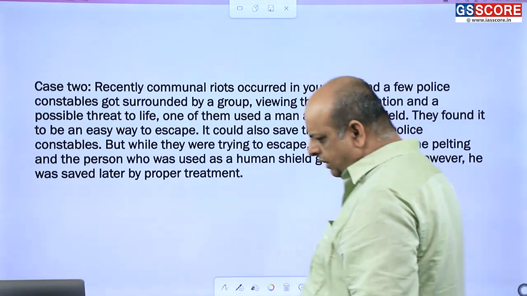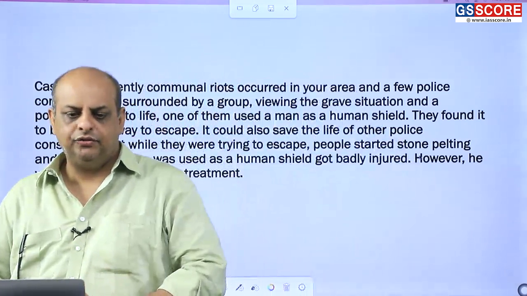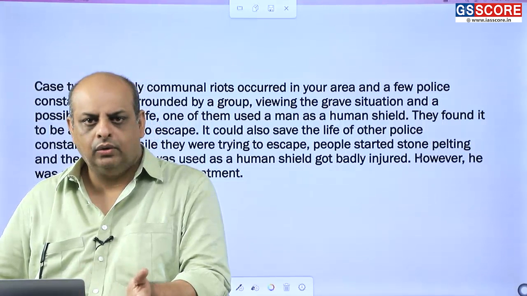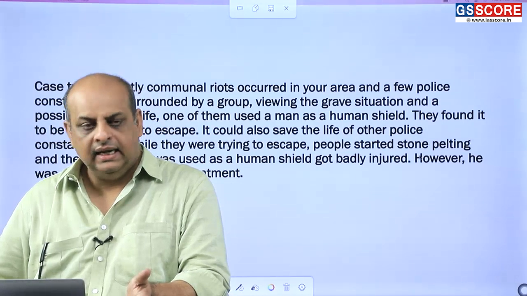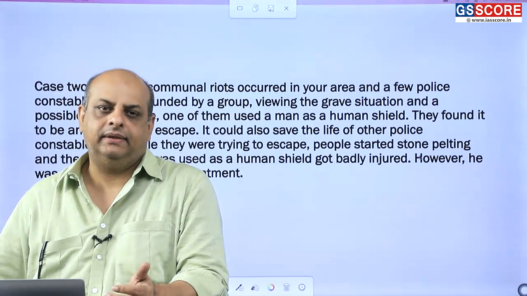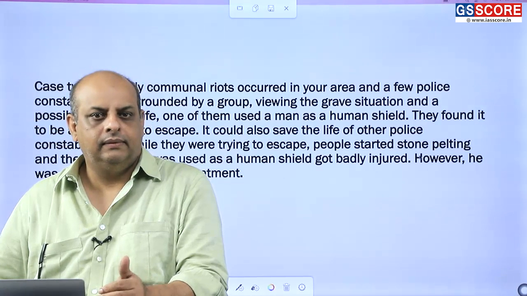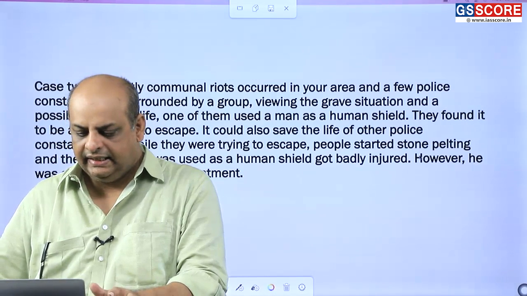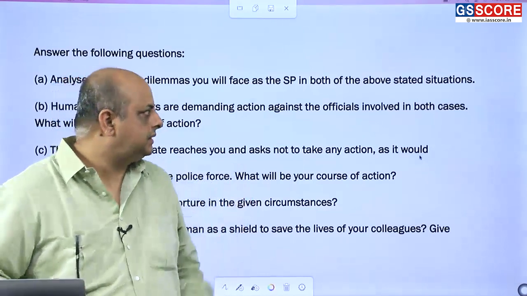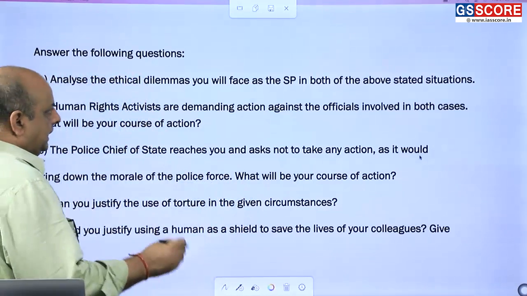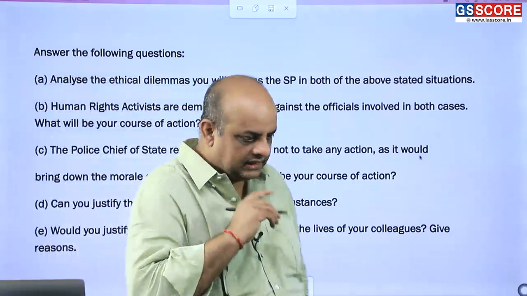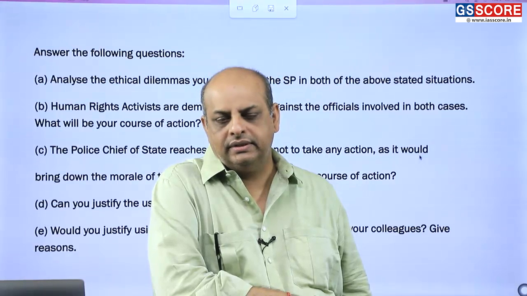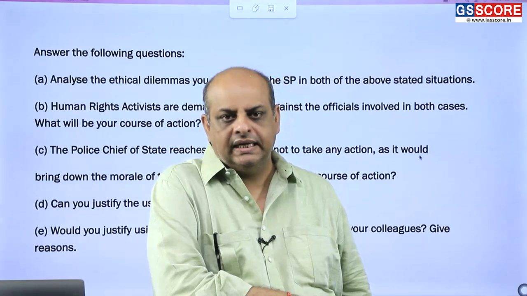Fine. In both the cases, you will find that using someone as a human shield goes against his human rights. And in the first case, you will find that because of the torture, one criminal died. Whether he was a criminal or not is not very sure in the case. And in the given scenario, there are certain questions. If you look at the case, it's a very typical case of ethical dilemma. In both the scenarios, there is a very clear-cut case of ethical dilemma.